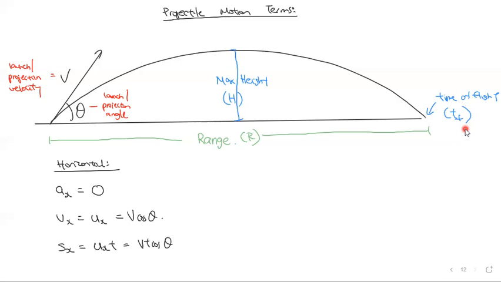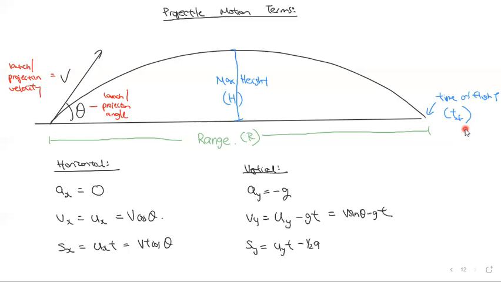And for vertical, we already know that ay equals negative g, vy equals uy minus gt, which we can write as v sin theta minus gt. And sy must equal uyt minus half gt squared, which is vt sin theta minus half gt squared. So those are our 6 equations.